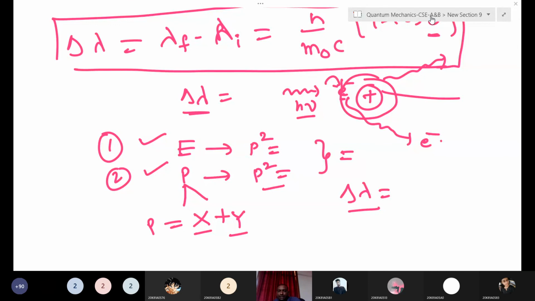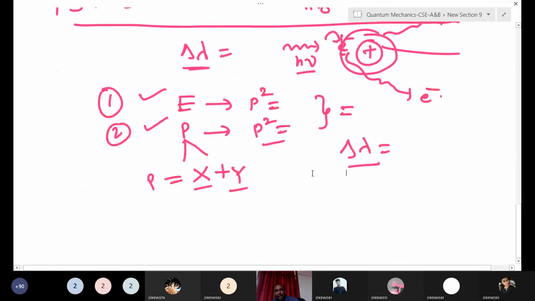Now, is it clear or do you have any doubt? It is a little bit lengthy calculation, but it is not tricky. It is lengthy, I agree, but it is not a tricky problem. It is easy, just simplification.